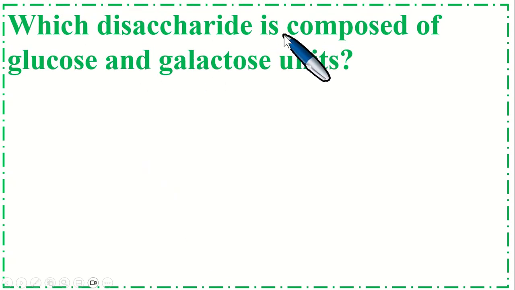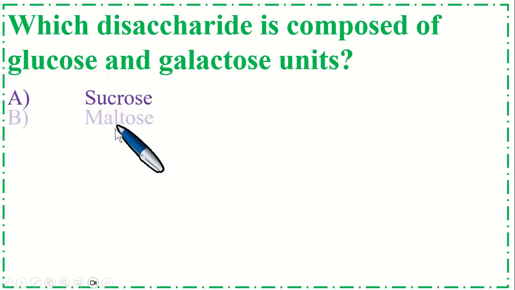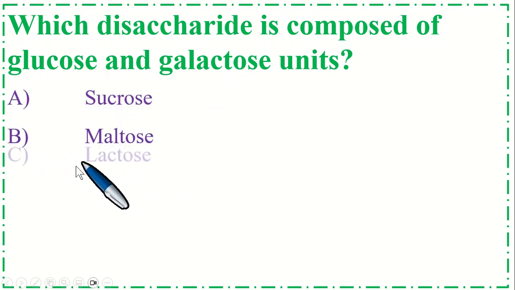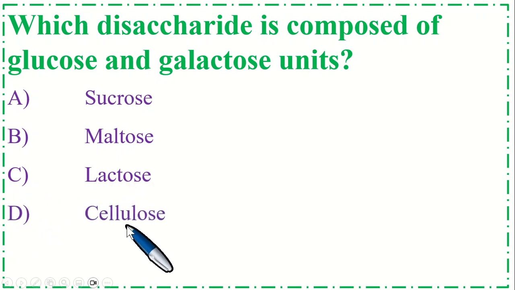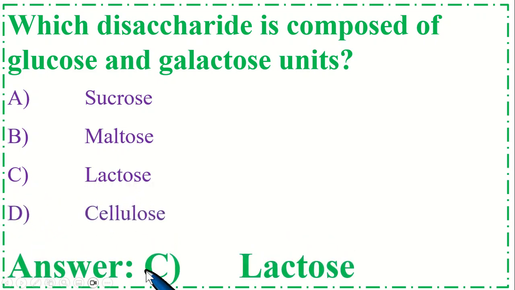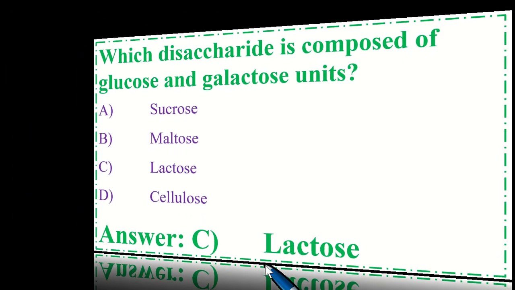Which disaccharide is composed of glucose and galactose units? Option A, sucrose, option B, maltose, option C, lactose, and option D, cellulose. So the correct option is C, lactose.